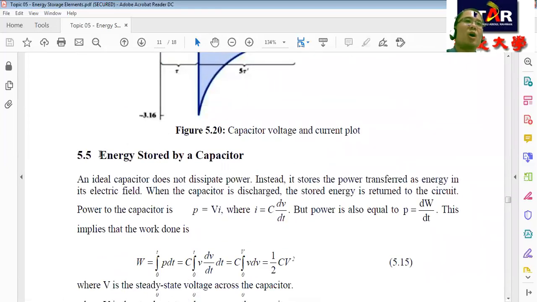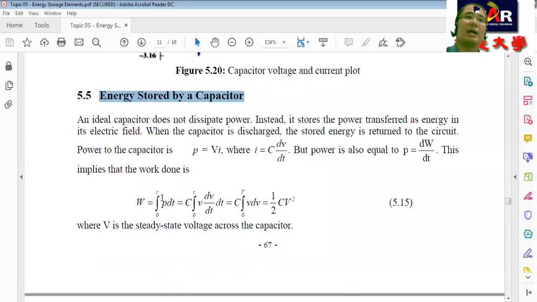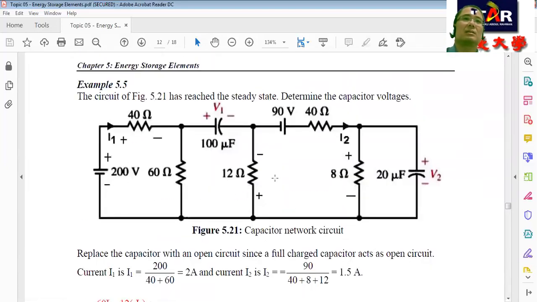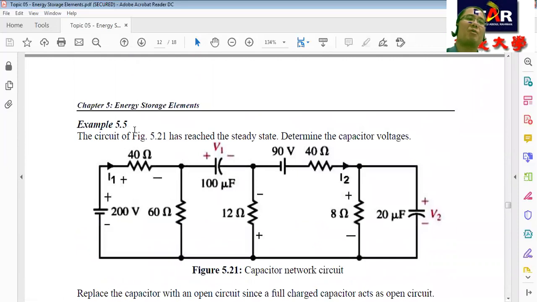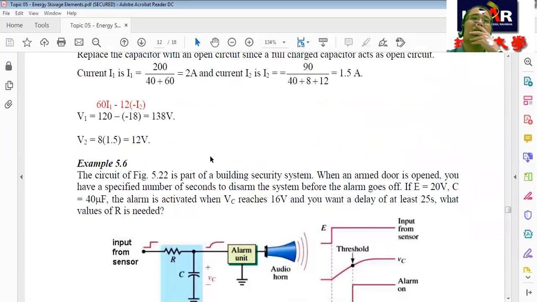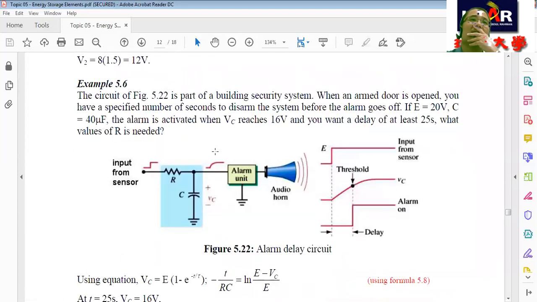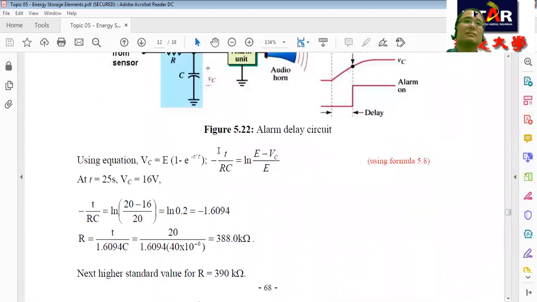The energy stored in a capacitor is W equals half CV squared. Then example 5.5 we will do in the full lecture, and 5.6 the same, we will do in the full lecture.